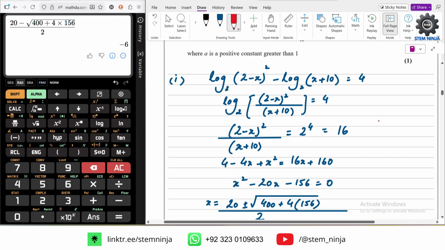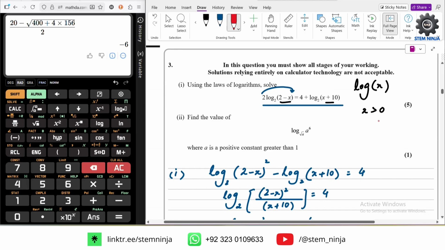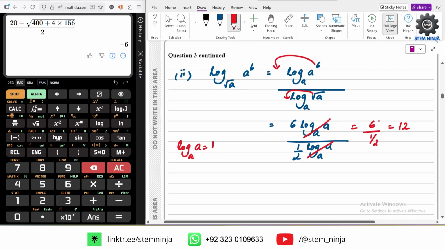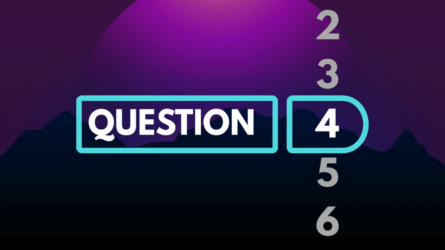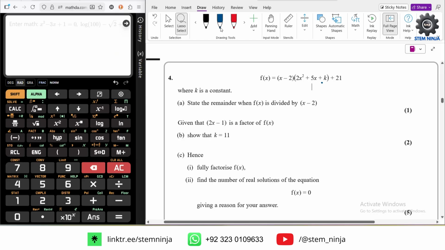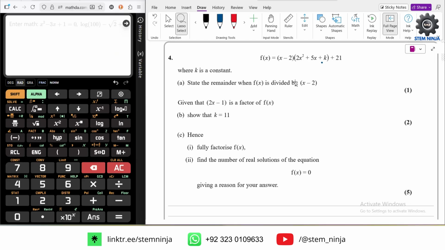Okay, that's question number 3. Let's move on to the next question. Okay, so question number 4. f of x is equal to (x minus 2)(2x squared minus 5x plus k), where k is a constant.